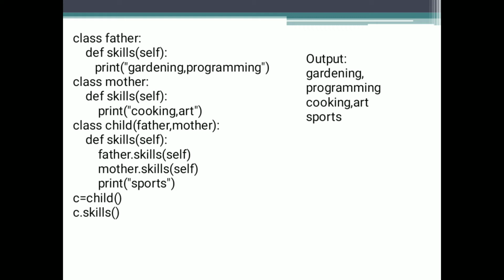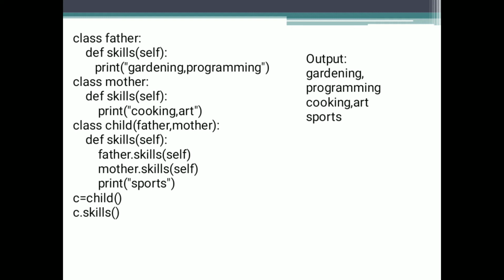I have defined two classes, Father and Mother. Father has one method, skills, and it just prints gardening, programming. Mother has one method called skills and it just prints cooking, art. Then I have defined a child class from these two classes. The format is the class name, then within the parentheses we specify the base class names. That will inherit the child class from these two parent classes. The child class has one method, skills.